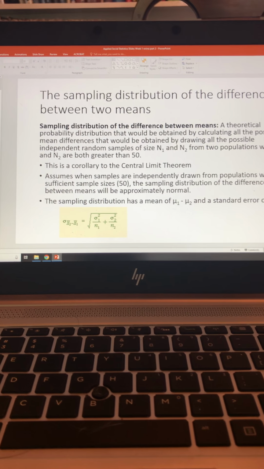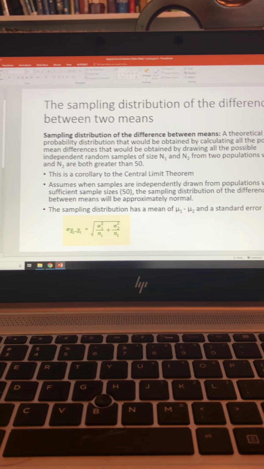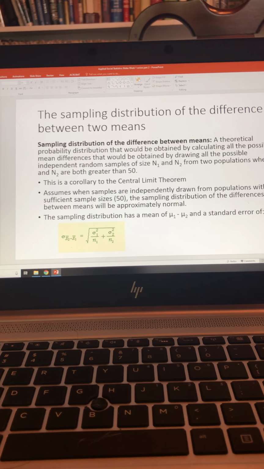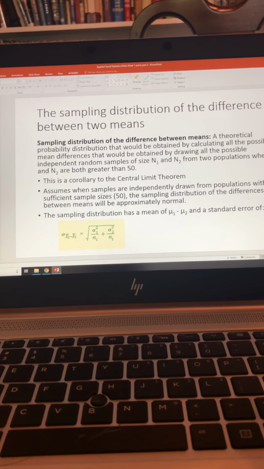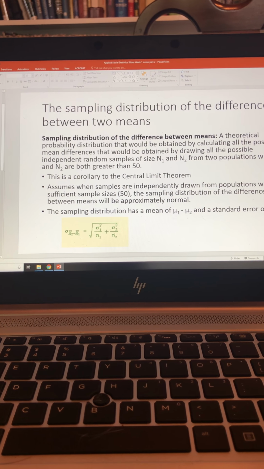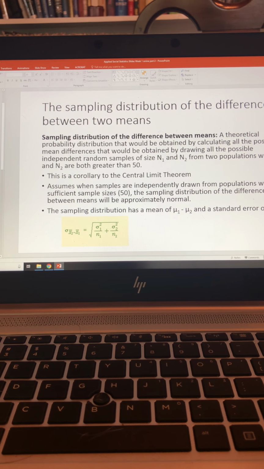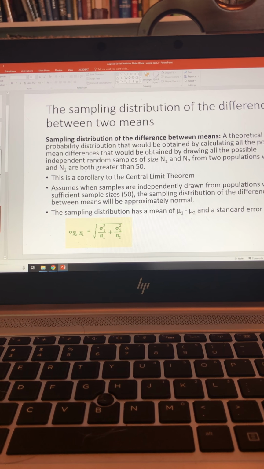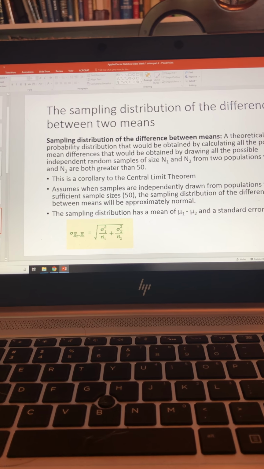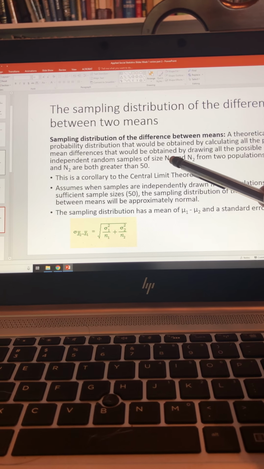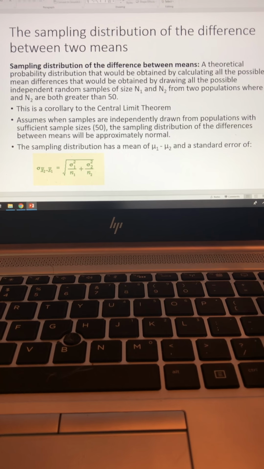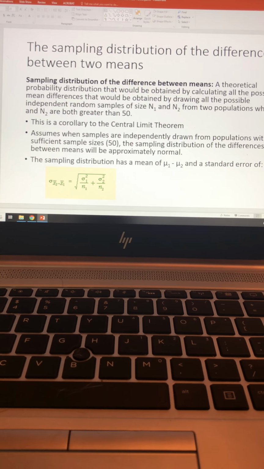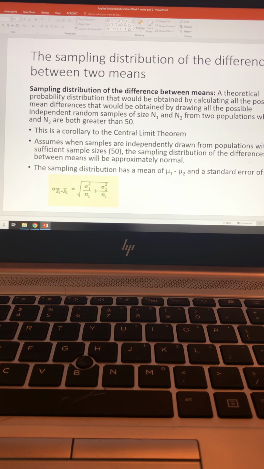So this is the sampling distribution of the difference between two means. Let's read through the definition and then unpack it. It's a theoretical probability distribution that would be obtained by calculating all the possible mean differences that would be obtained by drawing all the possible independent random samples of size n1 from sample 1 and n2 from sample 2, from the two populations of different size that are both greater than 50. Again, it's a corollary to the central limit theorem.